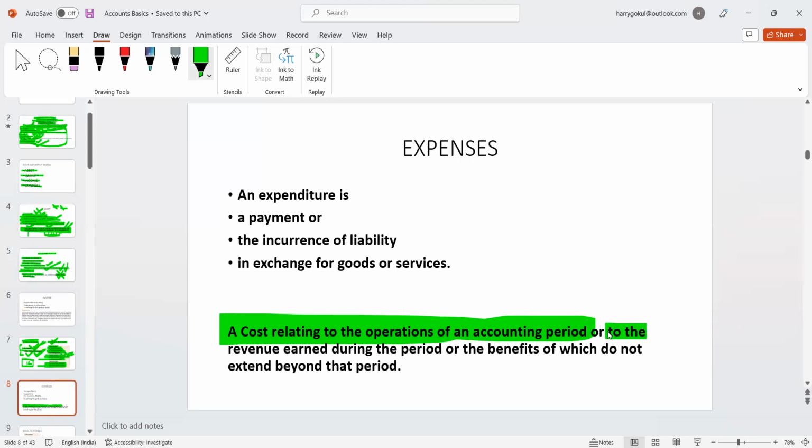Or cost relating to the revenue earned during the period. For selling the product, for selling my book which I wrote, the book seller made an advertisement. He's so and so person with so and so things. They make an advertisement: the person who wrote is qualified with so and so years of experience, with so and so knowledge. They will make everything advertisements. We will be releasing this book on so and so date at so and so time.